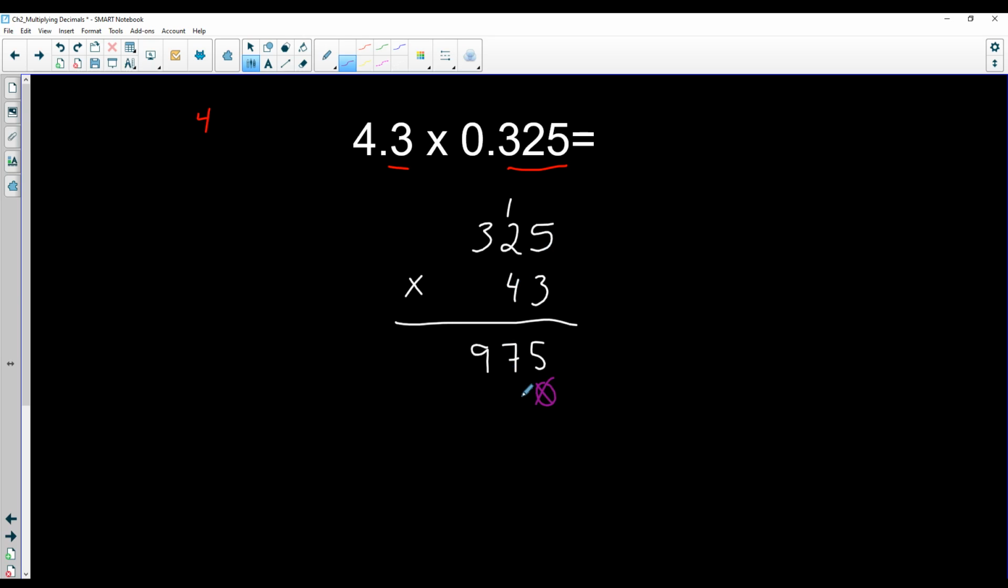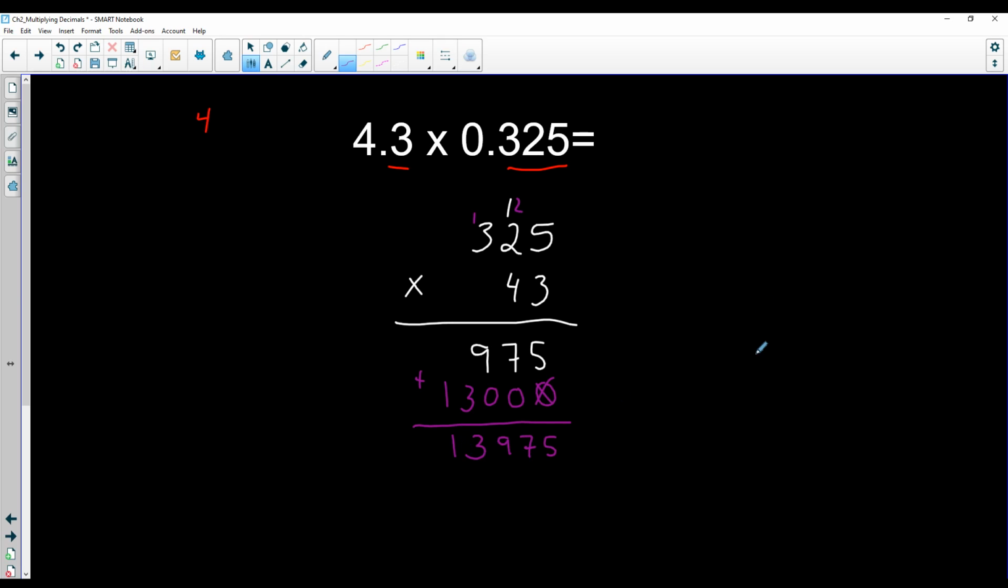4 multiplied by 5 is 20. It's always good to change colors, in my opinion, so that you don't get confused. 4 multiplied by 2 is 8, plus 2 is 10. And then 4 multiplied by 3 is 12, plus 1 more is 13. Make sure everything's nice and lined up. We go 5 add 0 is 5. 7 add 0 is 7. Look at that, it's easy peasy.